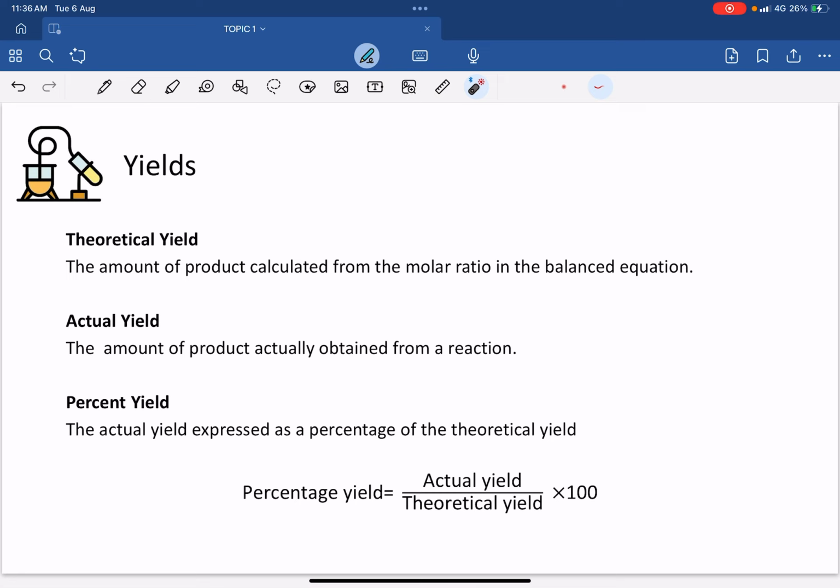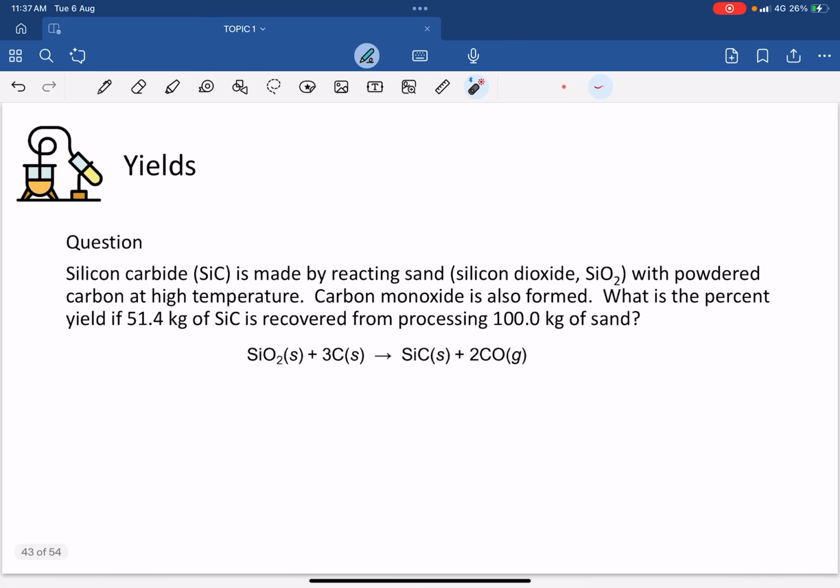Okay, so what is percent yield? Percent yield is as simple as actual yield divided by theoretical yield and multiplied by 100. Okay, so let's write here: actual divided by theory multiply by 100. So this is what we're going to do.